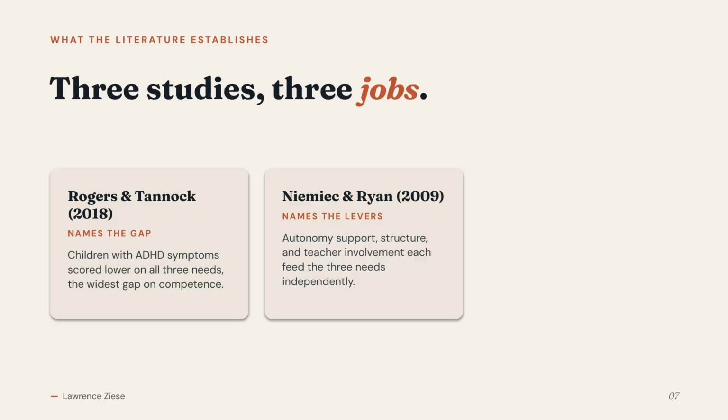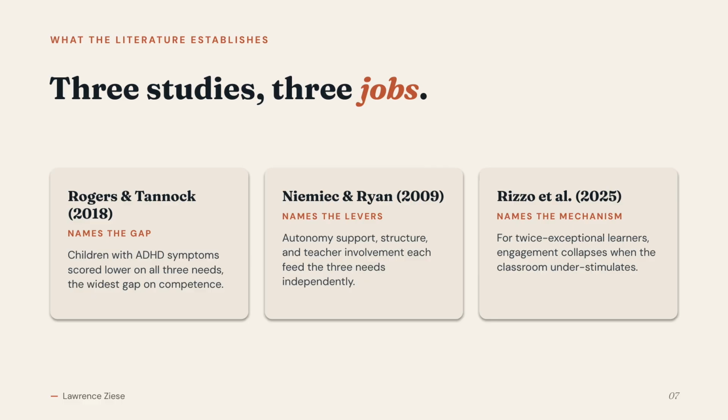They named the gap. Nyman and Ryan in 2009 argued that autonomy support, structure, and teacher involvement each feed 3 needs independently. They named the lever. And they show that instructional design, not just teacher warmth, is what moves the needle. Rizzo and colleagues in 2025 reviewed 19 studies of twice exceptional learners and found that engagement collapses when classrooms understimulate. They named the mechanism. Together they tell me what to look for and why it matters.